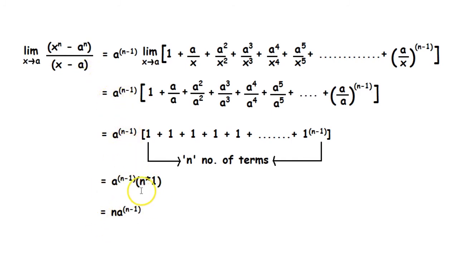In our next video, we will prove this theorem using algebraic division.